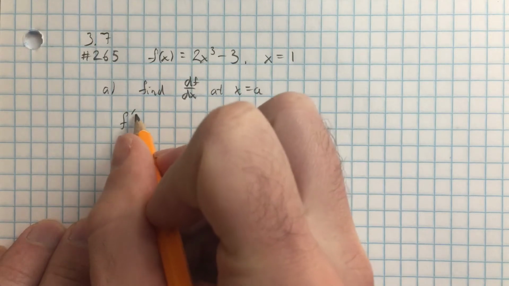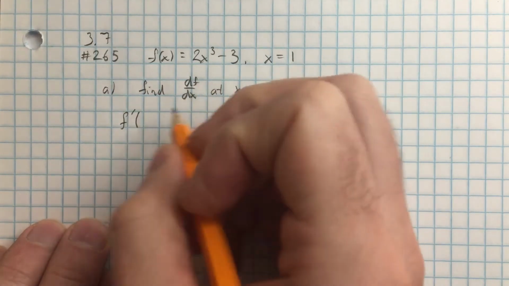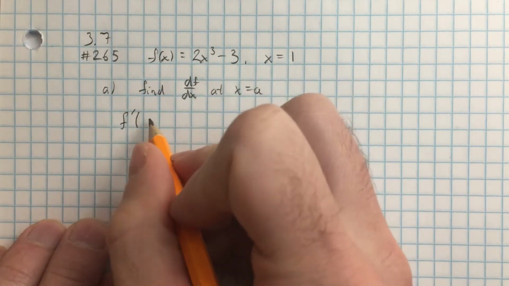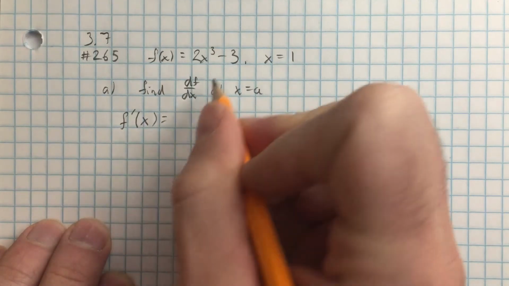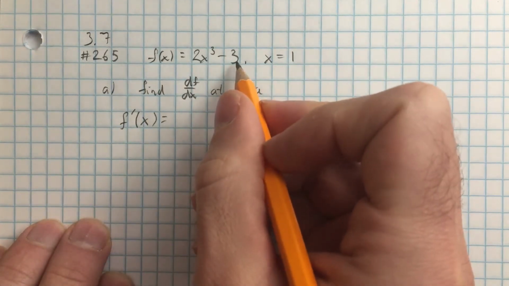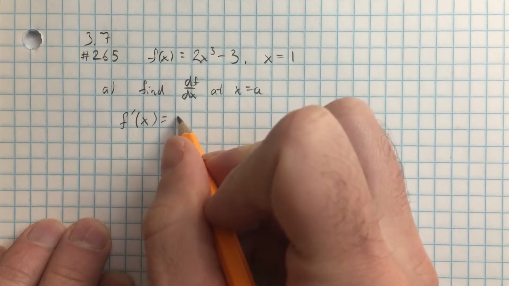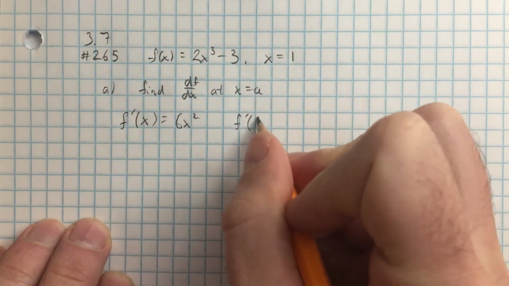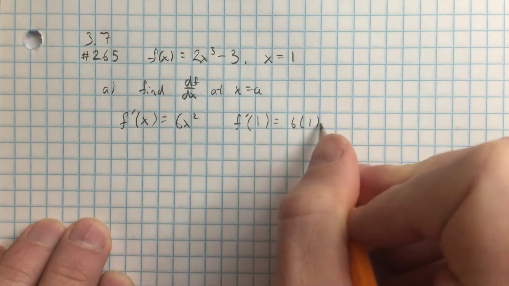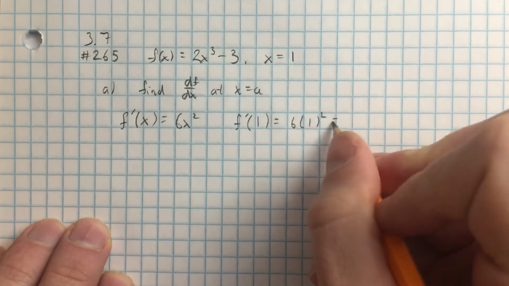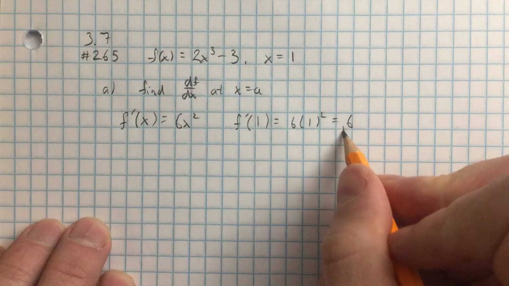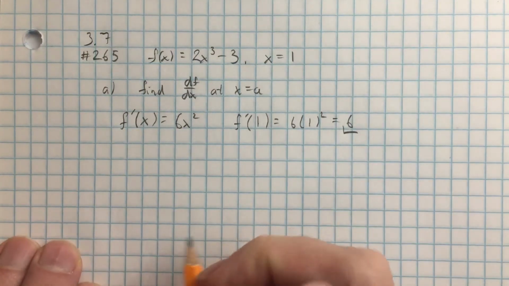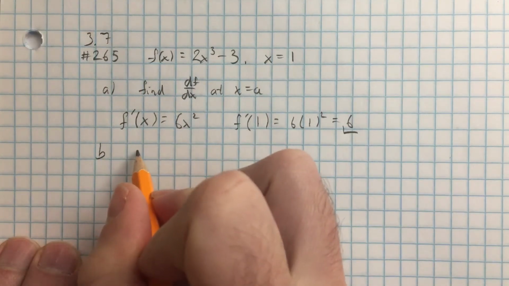So f prime, I'm just going to use the tick notation. So f prime of x will be, using a power rule and a constant rule, something like 6x squared. So f prime at 1 then is 6 times 1 squared equals 6. All right, so we have the first part. Part A is complete.